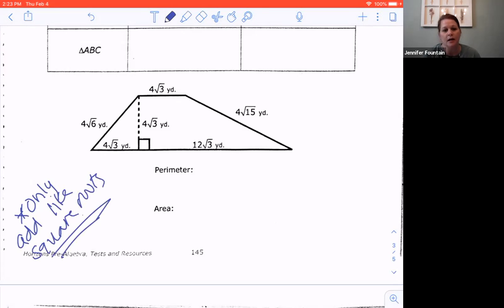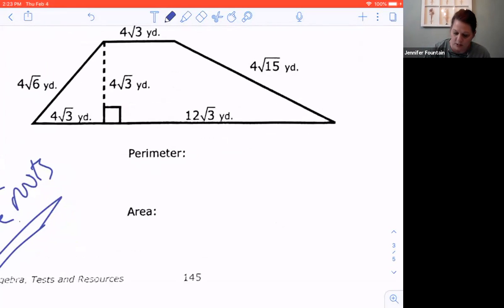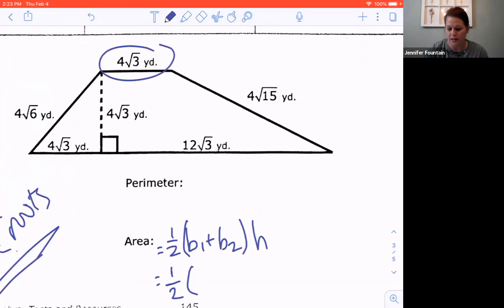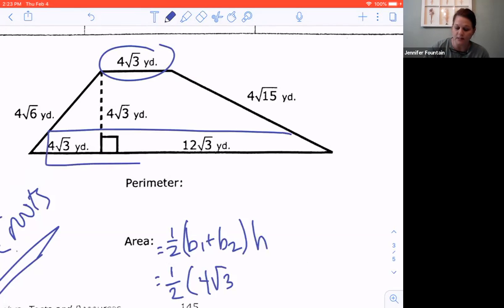Let's go ahead and look at the area of this figure. Okay, we'll go ahead and do the area together. Area equals 1/2 base 1 plus base 2 times the height. So I'm going to have 1/2 times. Now, base 1 is 4 times the square root of 3. Base 2 is going to be this right here. So I've got 4 times the square root of 3 plus 12 times the square root of 3. Since they're both the square root of 3, they can be added together, and 4 plus 12 is 16. So I have 16 times the square root of 3.